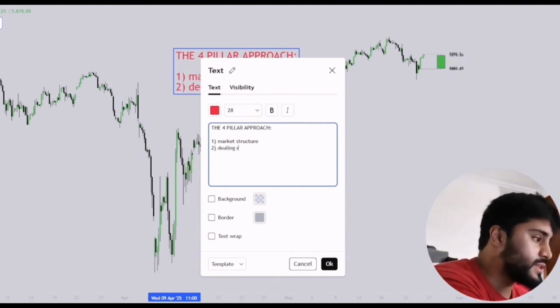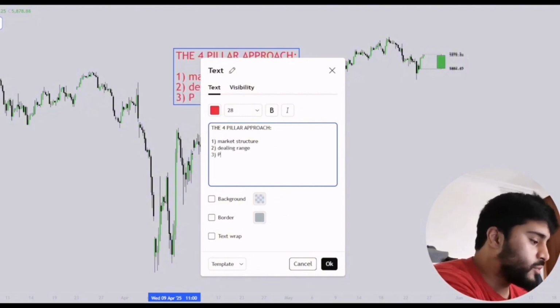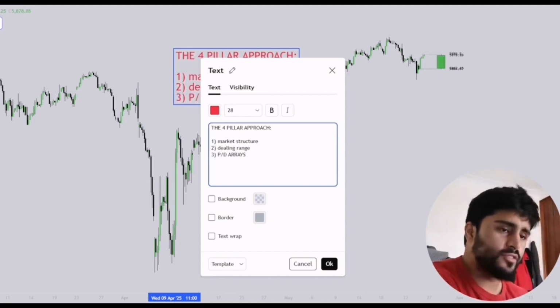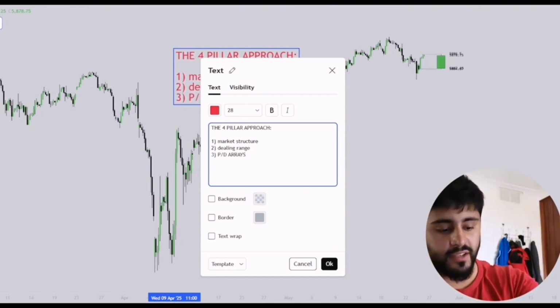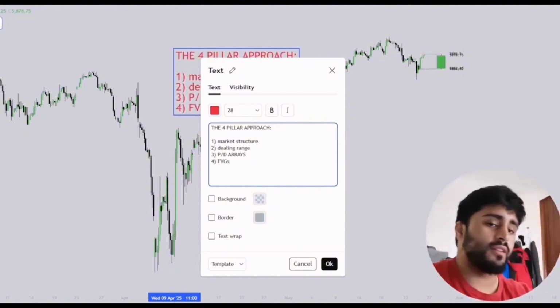After that, you want to understand your dealing range. And the dealing range is the most recent high and low in the range. After that, you want to be understanding your premium and discount arrays. So you want to understand anything above the 50% is a premium, anything below is a discount. And the fourth thing, last but not least, you want to understand fair value gaps.